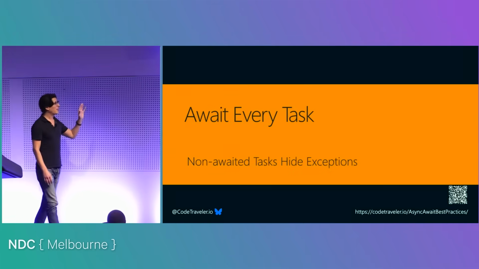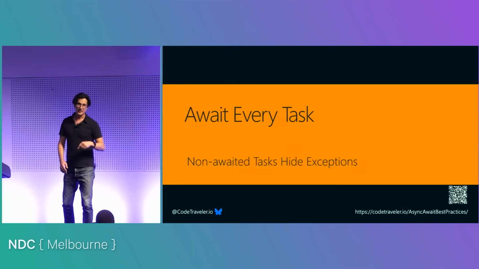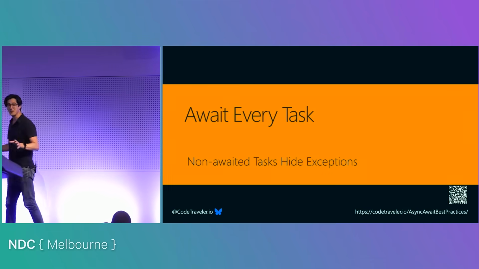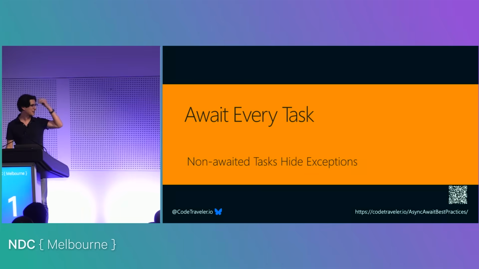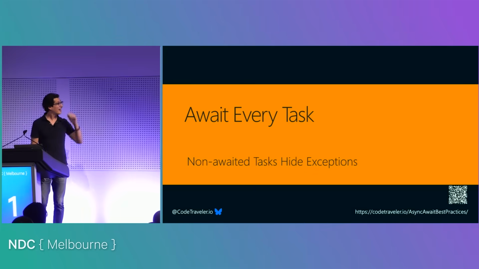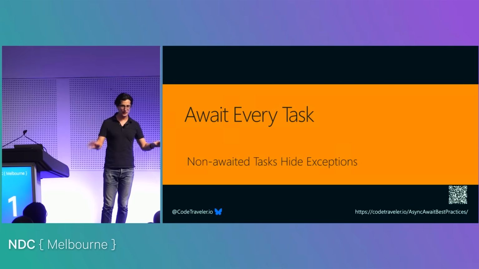And we want to await every task because non-awaited tasks hide exceptions. And that's the most painful thing you can do as a developer, is try and hunt down these bugs because somebody forgot to await a task. In fact, anytime I review a pull request and I see a task that's not awaited, I immediately fail that pull request.